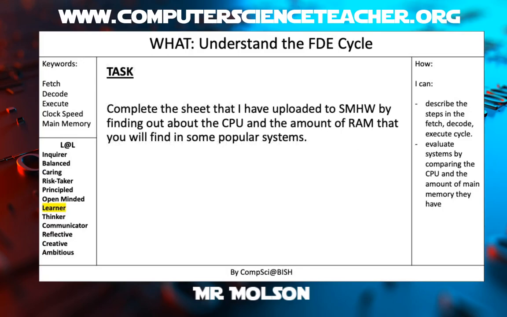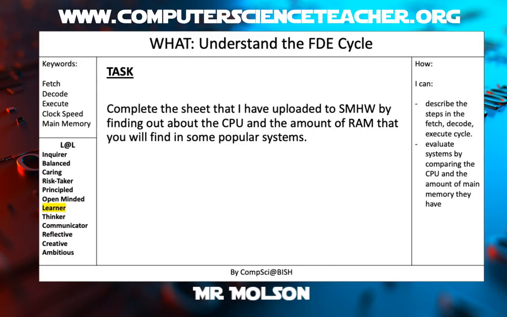So this is your task for this week. I've uploaded a sheet to show my homework for you, and what I want you to go and do is find out about the CPUs and the RAM that you find in popular computer systems. For example, find out how much RAM and what type of CPU is in the iPhone and the iPad, and some popular laptops and desktops. It's really important to understand what type of CPU is in there and how much RAM, because that will tell you about the performance, and that will allow you to compare different computer systems.